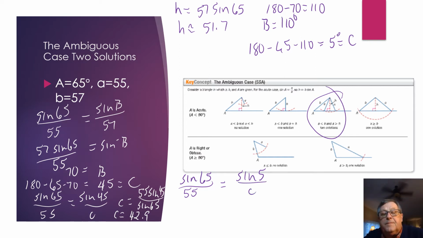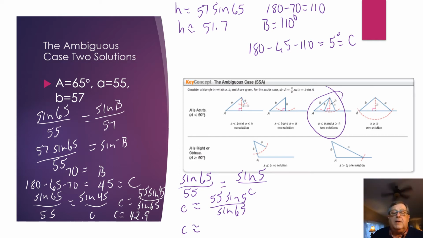Over side C. Then side C is going to approximately equal 55 times the sine of 5 divided by the sine of 65, such that C will approximately equal, all right, 55 times the sine of 5 divided by the sine of 65. And if I round that to the nearest tenth, that would be 5.3.